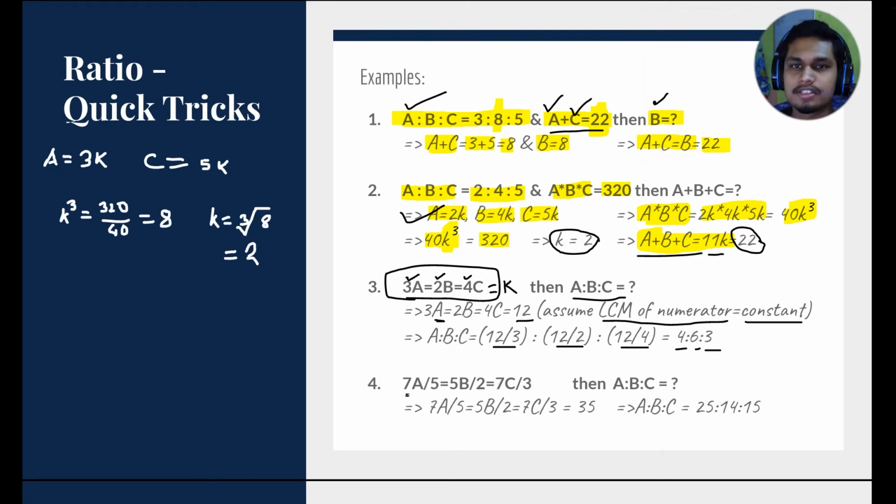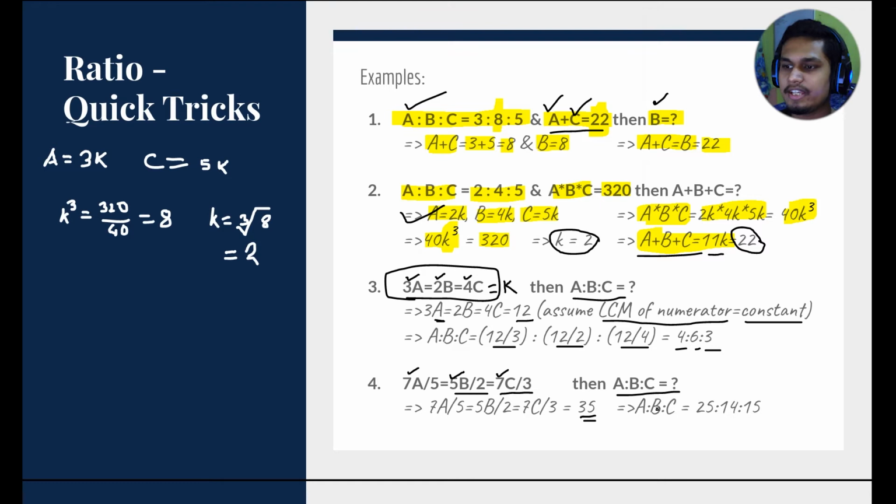Here we have 7a by 5 equals to 5b by 2 and 7c by 3. Here also we have to find out the ratio of a is to b is to c. We will use the same approach of LCM of numerators. Here we have denominators as well, but we will not consider them for the constant term. We will just focus on 7, 5 and 7, and the constant we will assume will be the LCM of 7 and 5, and that will be 35.